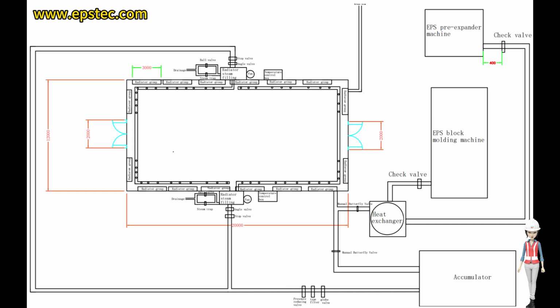When the thermal energy from the EPS pre-expander machine and EPS block molding machines is insufficient to reach the set drying room temperature during daytime working hours, the steam valve automatically opens based on the set temperature, serving as a supplementary steam source to raise the drying room temperature, ensuring the drying room maintains a stable temperature for drying EPS blocks.